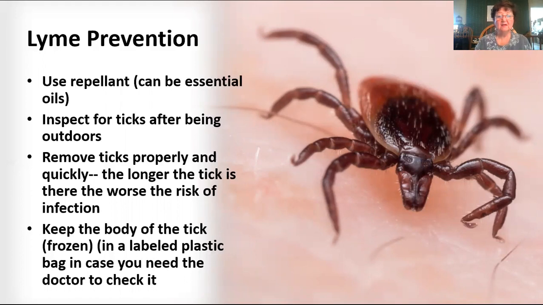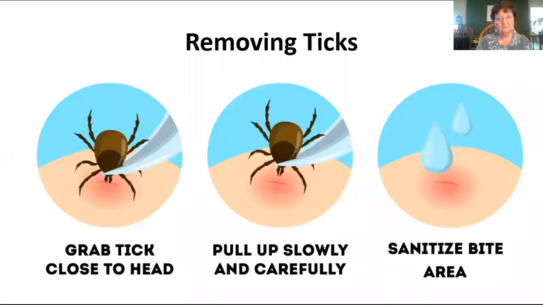If you find a tick, you want to keep a plastic bag handy and put it in a plastic bag and then freeze it as soon as possible, because if you get conditions 3 weeks, a month later, you want to find out what kind of tick it was and what kind of poisons that it might have been injecting in you. So to remove a tick, now there's lots of tools available.